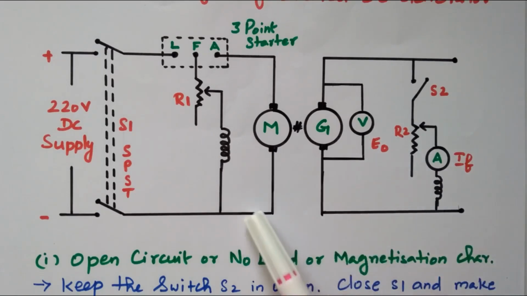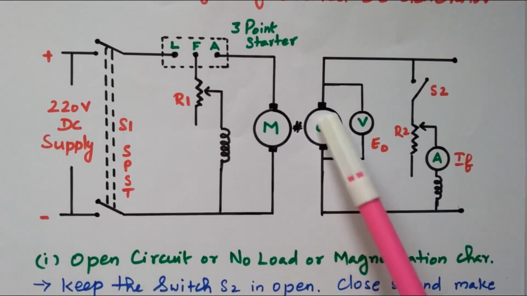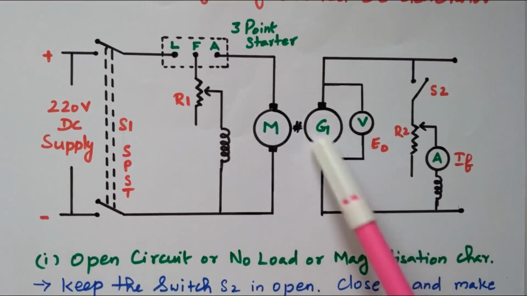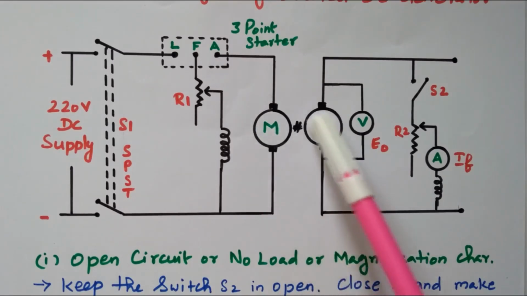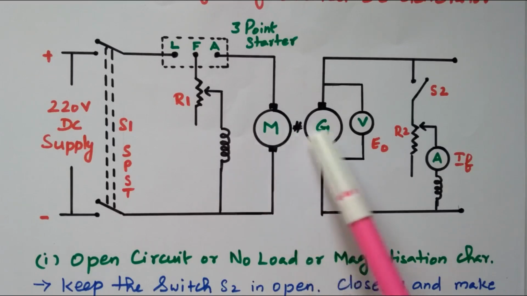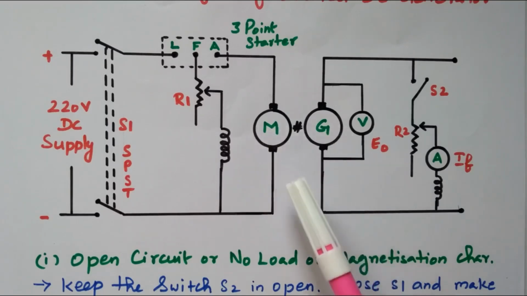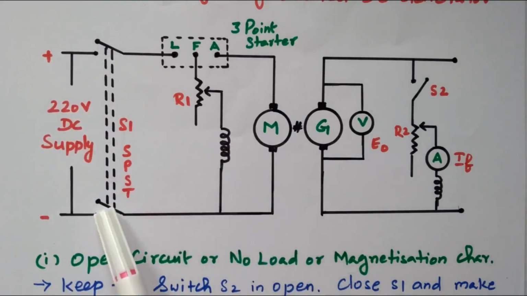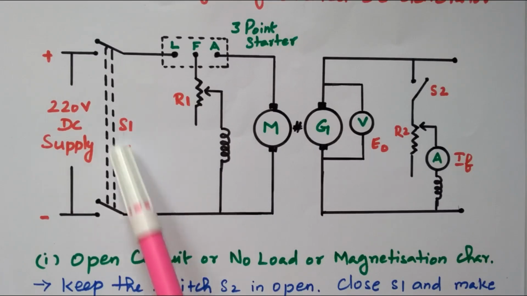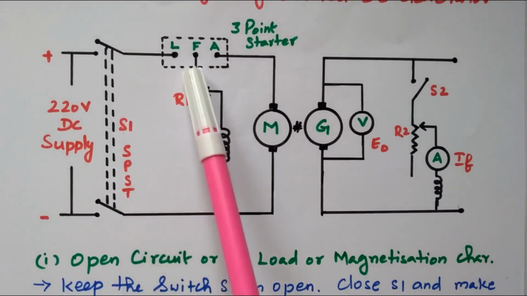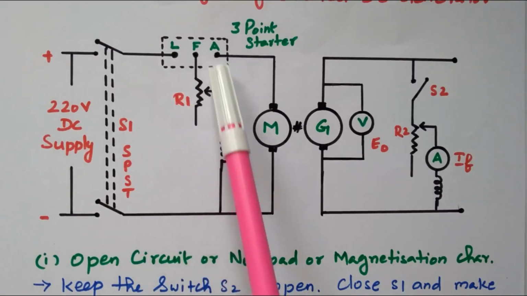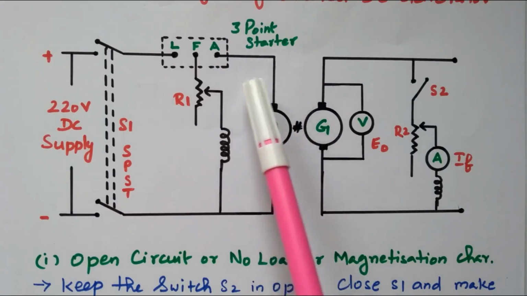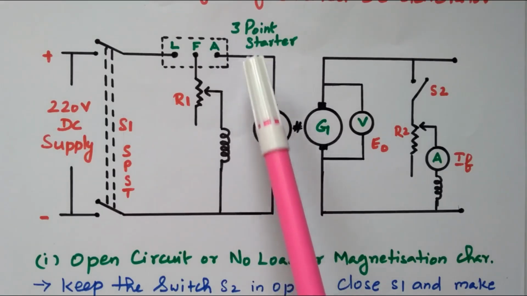Now we'll go to the other part, this motor. This generator is rotated by this motor circuit, because for a generator we need to rotate the armature. So that is rotated by this motor. Both are identical machines, coupled together. So this motor is given this DC supply through the SPST switch, single pole single throw switch, through the 3-point starter. This is called line, field and armature. A separate video is available on this 3-point starter. You can see that separate video on what is a 3-point starter.